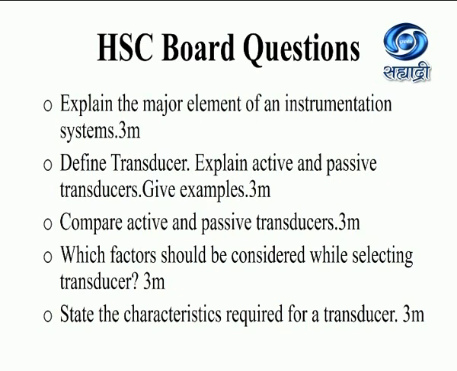The first question is, explain the major elements of an instrumentation system. It is asked for 3 marks. In this question you can explain the input device, signal conditioning circuit, and output device. These are the 3 major elements of an instrumentation system. First of all, you have to draw the diagram of the instrumentation system. The diagram is assigned 1 mark and 2 marks are assigned for explanation.